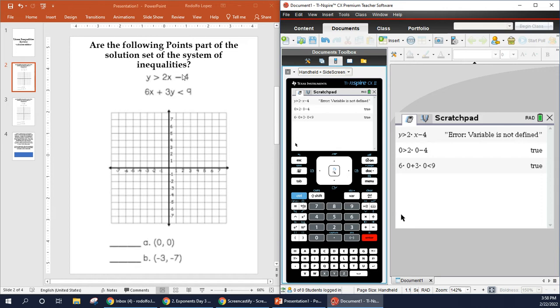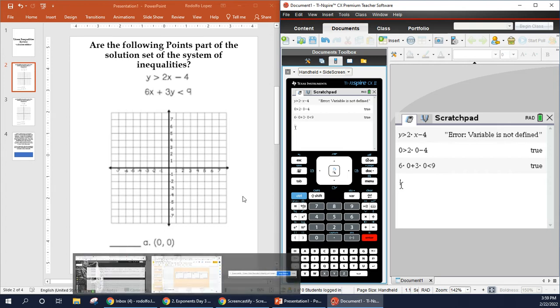It's true for the first inequality, and it's also in the shaded region of the bottom inequality. Since it's in both inequalities, this is considered part of the solution set. So yes, 0, 0 is part of the solution set of the system. We can do the exact same thing and try plugging in -3 and -7 into both inequalities to see if that one also is true. So first we have 0, 0. Yes, it's part of our solution set. Let's try the next one.